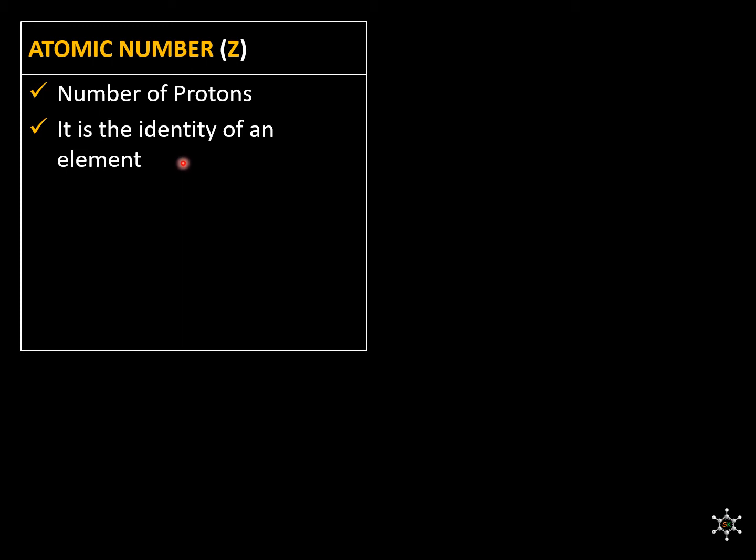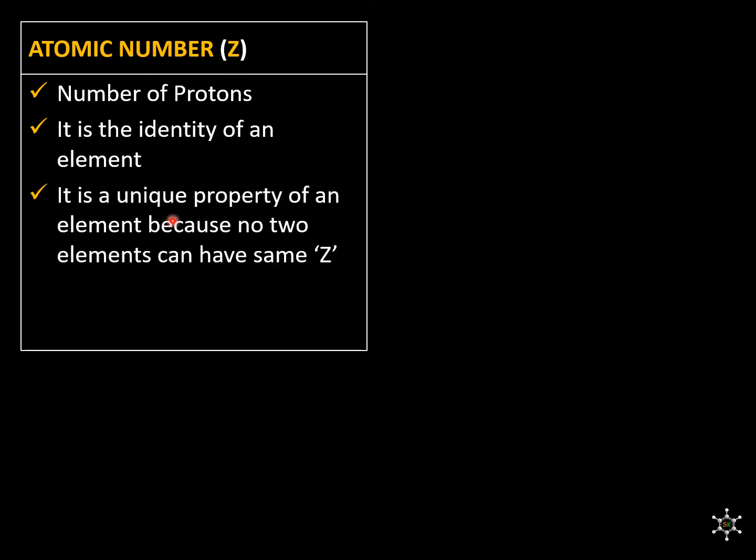This very identity for an element comes because of the number of protons present in it. It is a unique property because no two elements can have the same Z. During a chemical reaction, atomic number won't change. A chemical reaction is all about disturbing electrons. We never touch protons or neutrons present inside the nucleus during a chemical reaction.